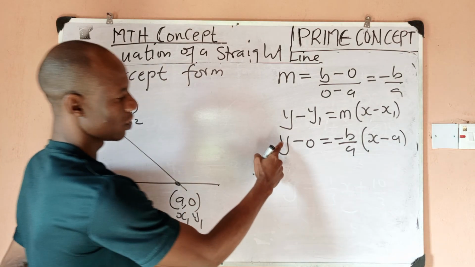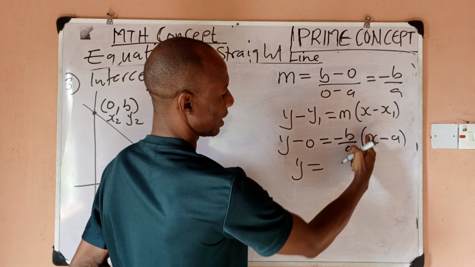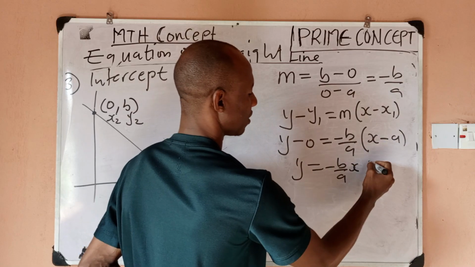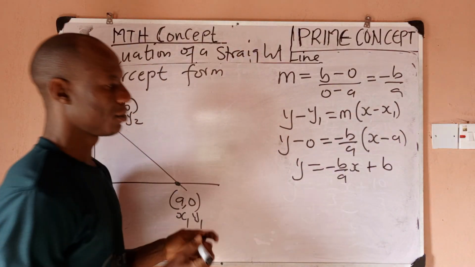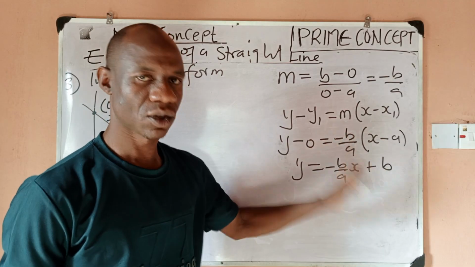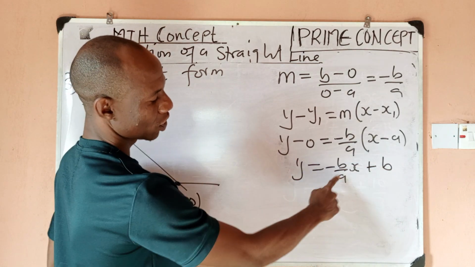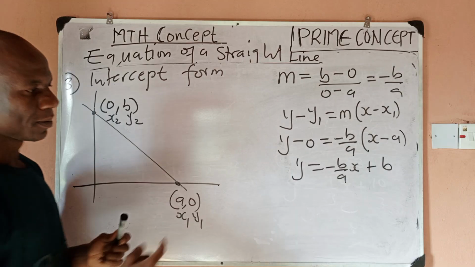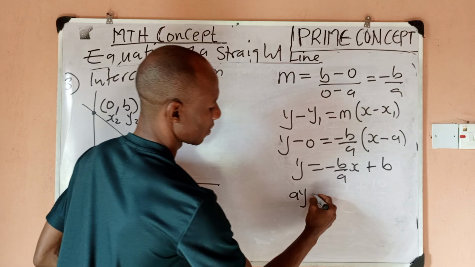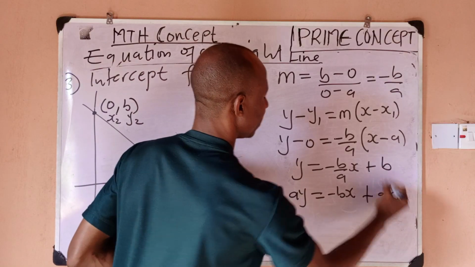Now, if I open this, y minus 0 is y equals minus b over a times x, which gives minus b over a x. Minus b over a times minus a gives plus b, right? Because this a would cancel this a, and minus minus is plus, so you have plus b. So if I multiply all through this equation by a, because I don't want a to be in the denominator again, I would have ay equals minus bx plus ab, right?